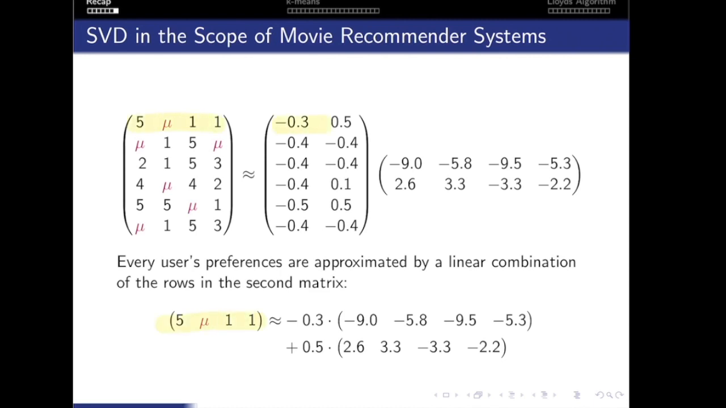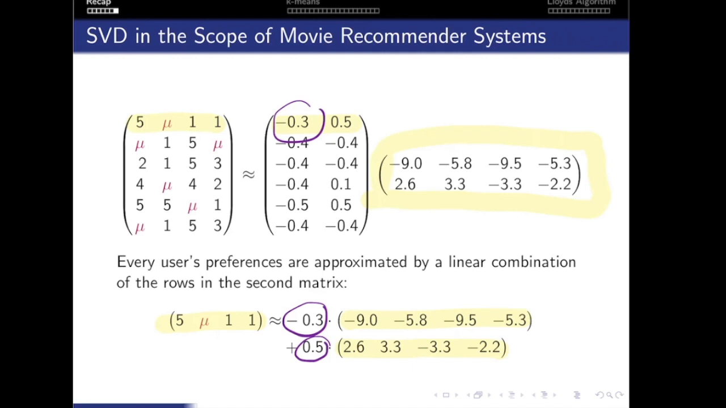The interpretation of this factorization was then given, for example, for the first row. We take the first row times the second matrix, and then we have the factor minus 0.3 for the first pattern. So this is one pattern of movies, and this is another pattern of movies, and then we had these coefficients 0.3 and 0.5 to which this user can be assigned to the corresponding pattern.